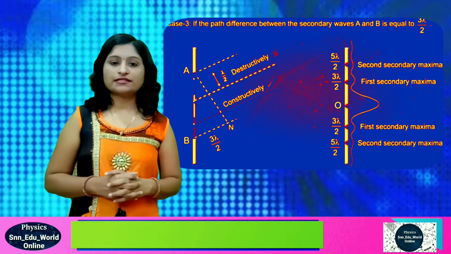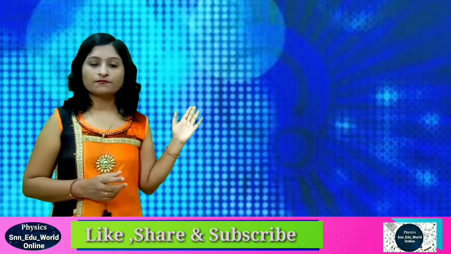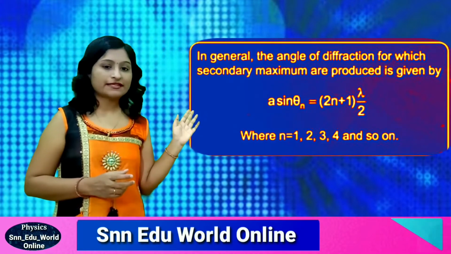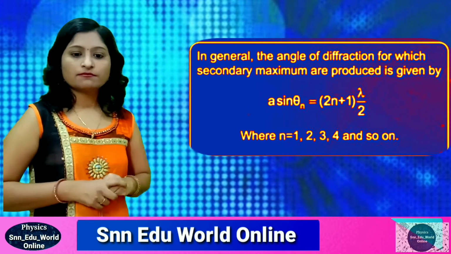Okay, so this is the case for this 3 lambda by 2. Now observe this next slide. Here I have given the condition for this maximum.